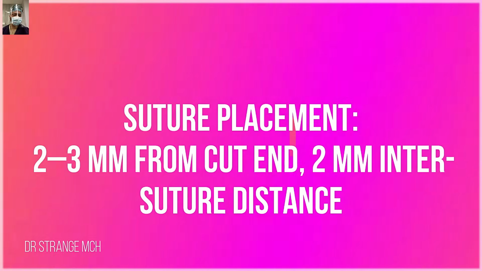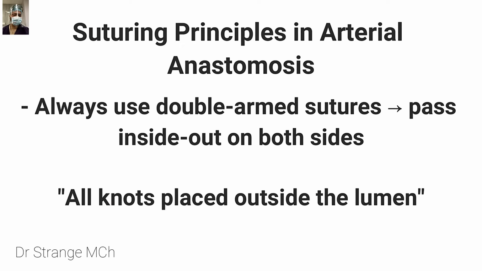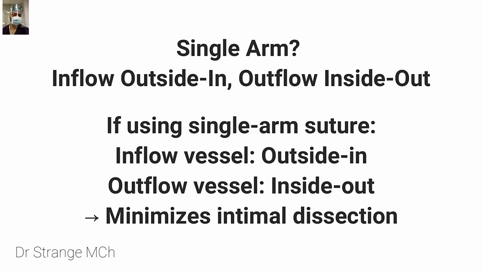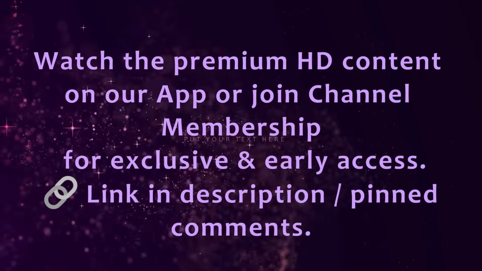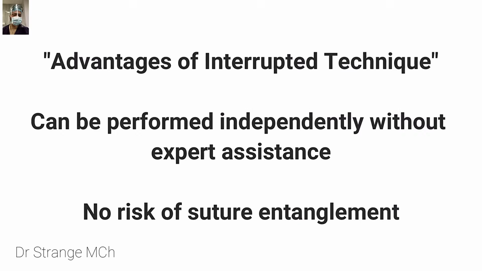These points I have already covered: the intersuture distance is 2 mm, and from the margin it is 2 to 3 mm. Always use double arm, inside out. If you are using single arm, then one has to come outside in on the afferent, and inside out on the efferent, basically to avoid intimal dissections.